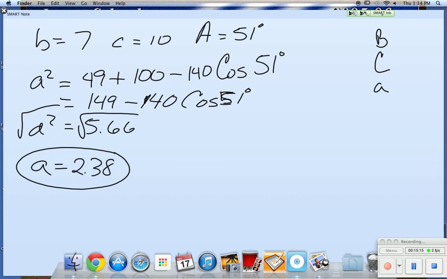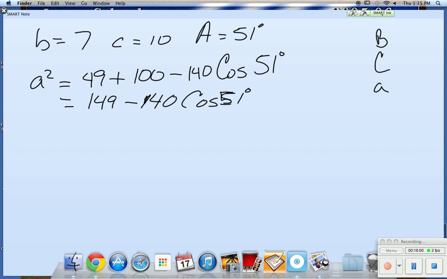149 minus 140 times cosine. Yeah, you got to multiply that. Well, no, you can do it. It should be able to take care of it if you do it on your phone like that. What do you come up with, Kyle? No. You don't parentheses that. You don't parentheses this. Minuses at first.